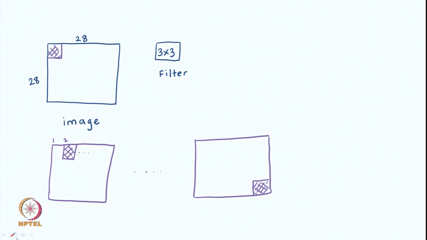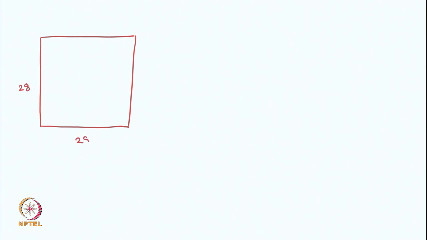Let's understand what happens when we position the filter at a particular patch of an image. Let's say this is our handwritten digit from the MNIST dataset, which has 28 rows and 28 columns, which has a height of 28 and a width of 28.